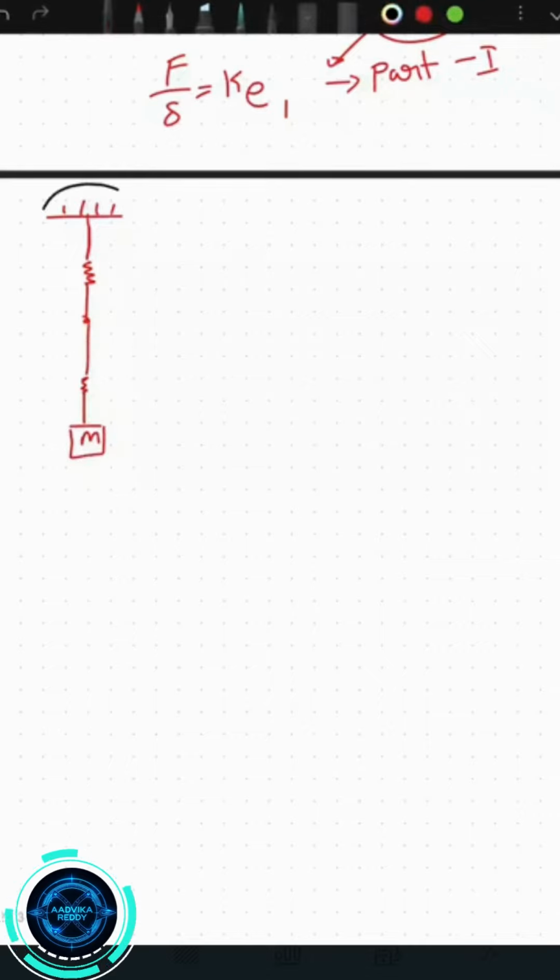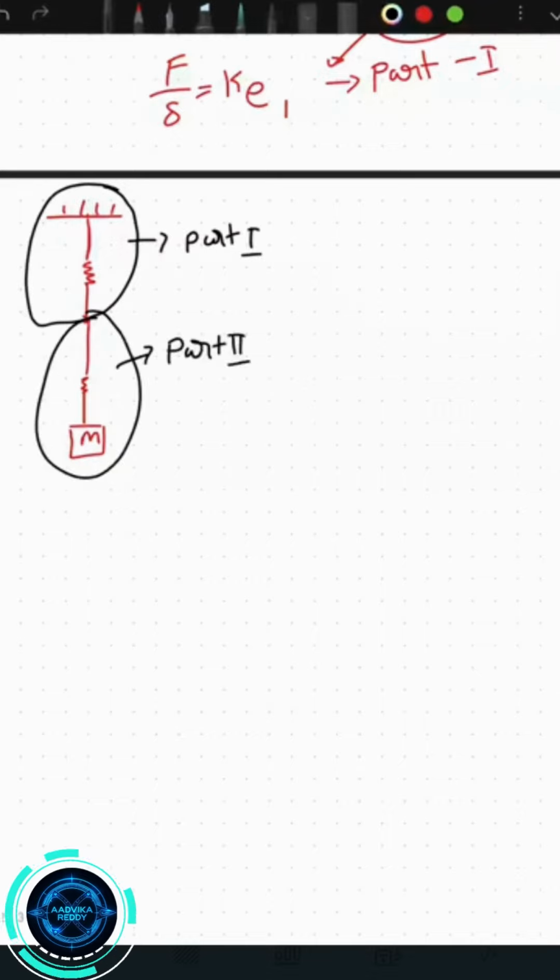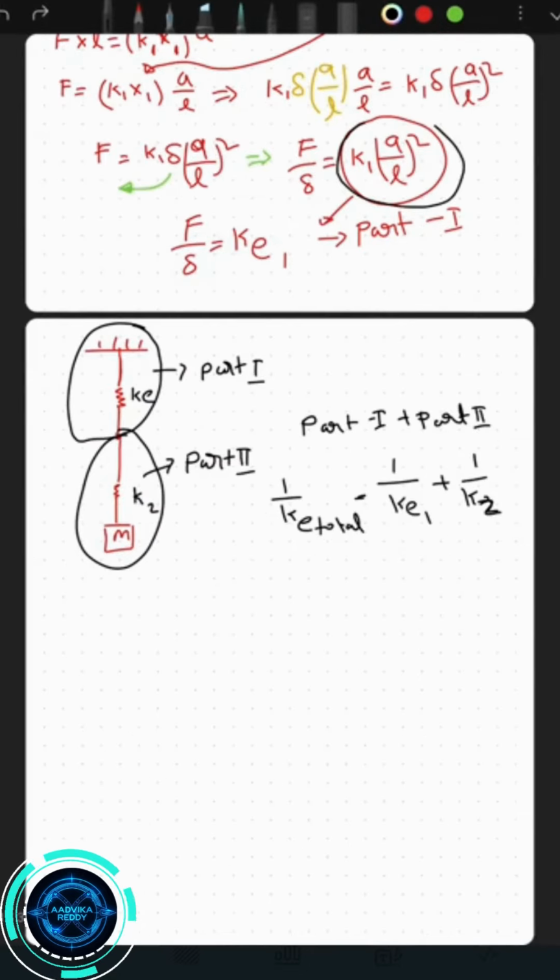Now part 1, equivalent stiffness KE1, is connected in series with part 2; draw the free body diagram. Find total equivalent stiffness. Total equivalent stiffness is part 1 plus part 2. In this, KE1 we already calculated, and the springs are in series. Equivalent stiffness will be calculated by 1 by K total equals 1 by KE1 plus 1 by K2.